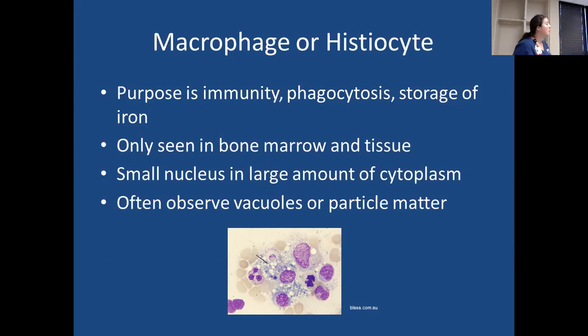You will probably never ever see macrophages in the peripheral circulation. I don't even think it's possible. It has a very small nucleus, large amount of cytoplasm. Definitely will have vacuoles in it because it is heavily involved in engulfing.